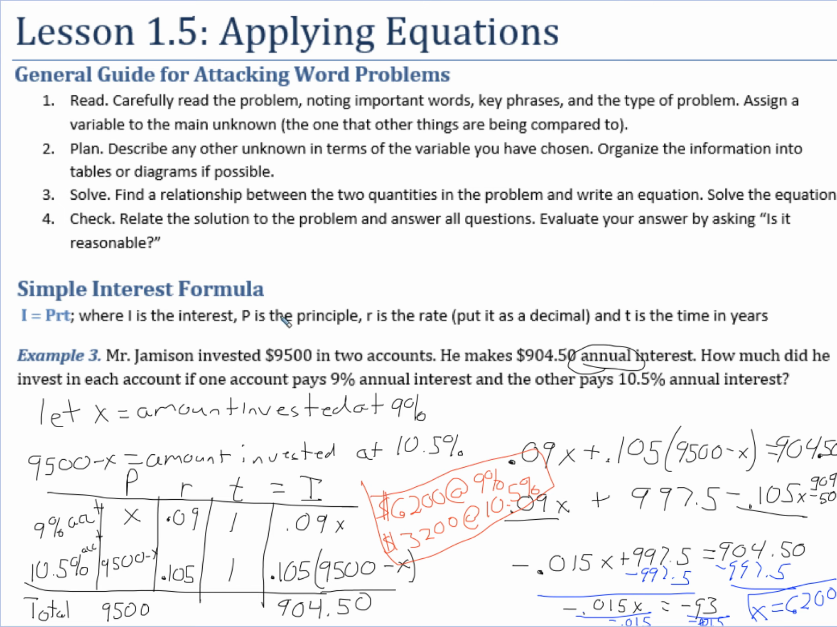And that's simple interest, so make sure you know the formula. When you have these, you can fill out a chart, plug in what you know, and the key is to make an equation using these three numbers here. The interest earned from these two accounts will add up to equal the total interest.